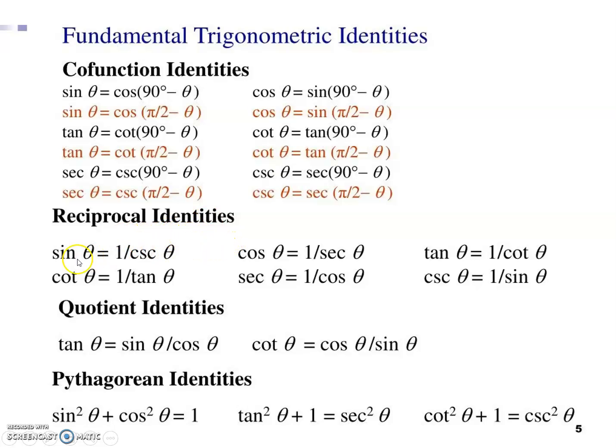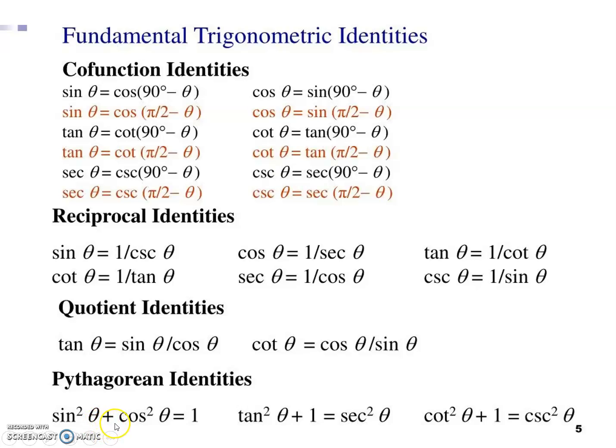Reciprocal identities: sin theta is 1 upon cosec theta, cos theta is 1 upon sec theta, tan theta is 1 upon cot theta, cot theta is 1 upon tan theta, sec theta is 1 upon cos theta, cosec theta is 1 upon sin theta. Quotient identities: tan theta is equal to sin theta upon cos theta, cot theta is cos theta upon sin theta. Then the Pythagorean identities, also called fundamental identities.